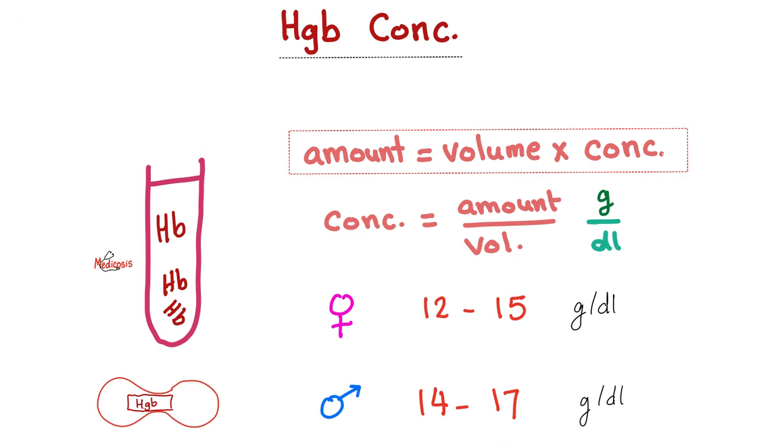Another thing is the hemoglobin concentration. As you know from the Fick principle, amount equals volume times concentration. Therefore, concentration equals amount over volume. All right, amount is grams, volume is deciliter. That's why we will use this measuring unit. In this lovely test tube that contains your blood, what's the concentration of hemoglobin? This is what we're trying to figure out.